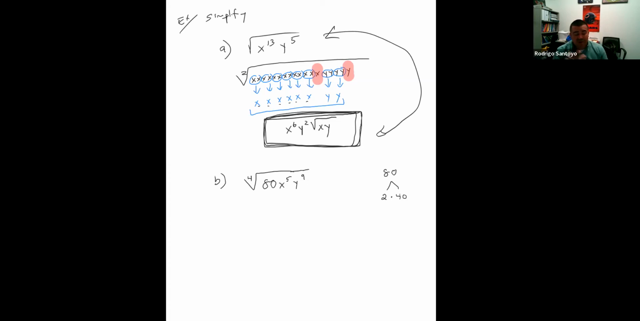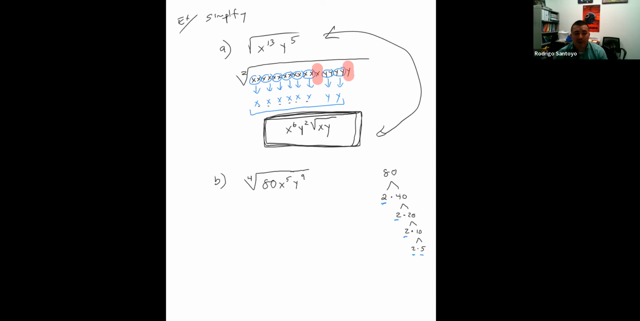If 2 doesn't work, try 3. If 3 doesn't work, try 4. Just try small numbers. We can break up 40, right? Divide that by 2 again. That's 2 and 20. Break up 20. Well, that's 2 and 10. You break up 10, that's 2 and 5. So we just broke up this 80 into all these small numbers: 2, 2, 2, 2, and 5. Make sense, y'all?